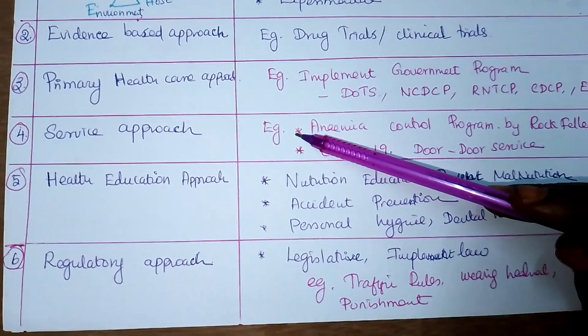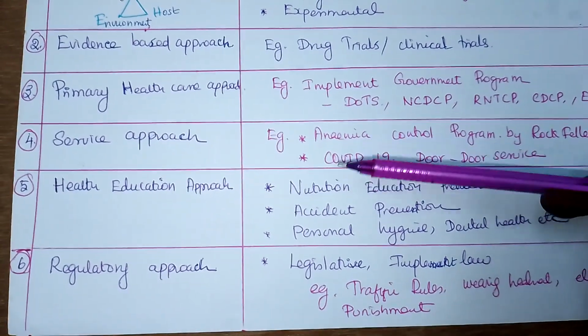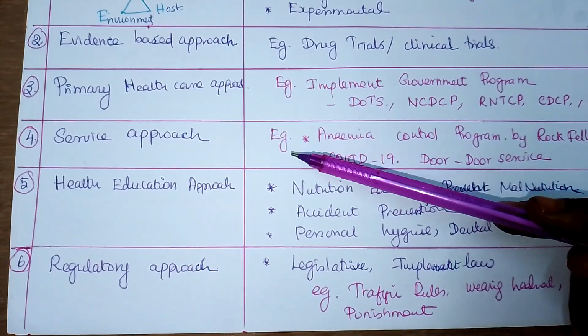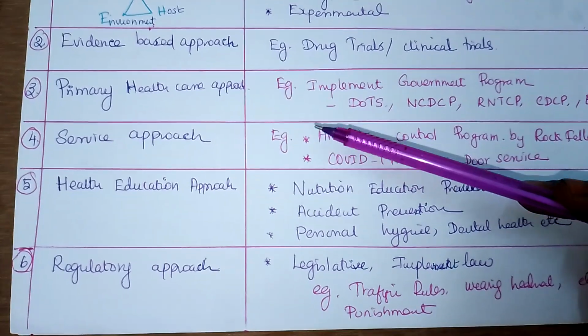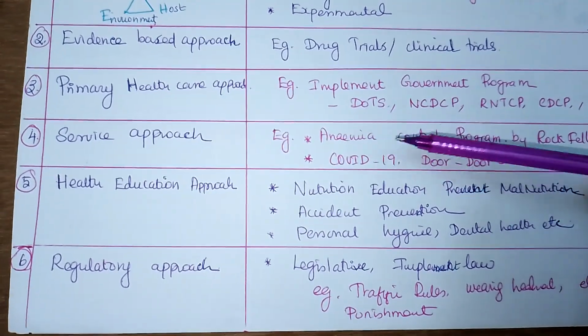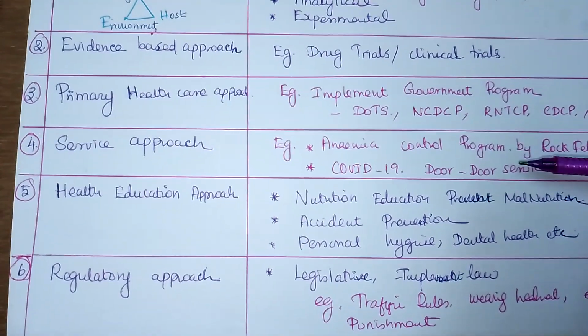Next is the service approach. The service approach is door-to-door service. Even during the pandemic, sometimes they went door to door. They supplied medicines and other things. But one time it was a failure approach.